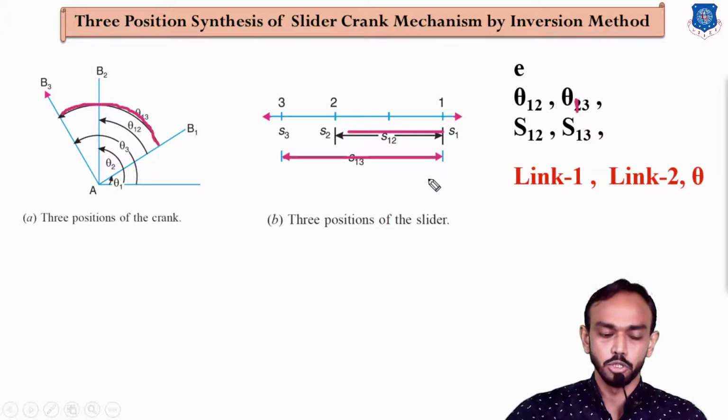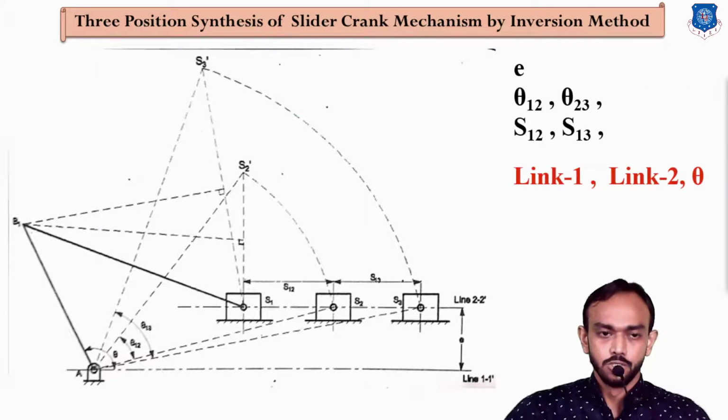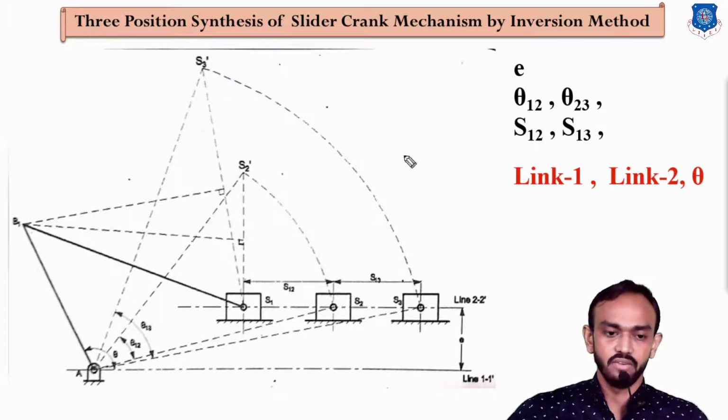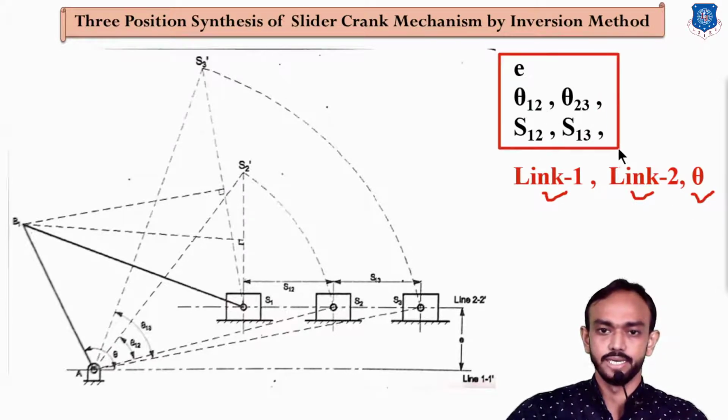So these are the three positions, and we are going to make this synthesis, and after that we can get this data. This is the given data, and link number 1, link number 2, and theta we obtain after making the synthesis. So let's check this figure, and we are going to obtain link number 1, link number 2 and theta by using this given data. Okay, so let's start.